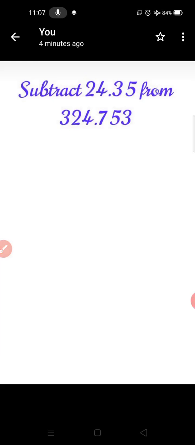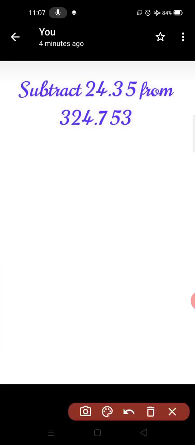But these two are unlike decimals because the number of digits after the decimal point are different. For the first number we have 2 digits, 3 and 5, and for the second number we have 3 digits, 753. So these are unlike decimals. So first make them into like decimals by adding the required number of zeros to the given decimal number.